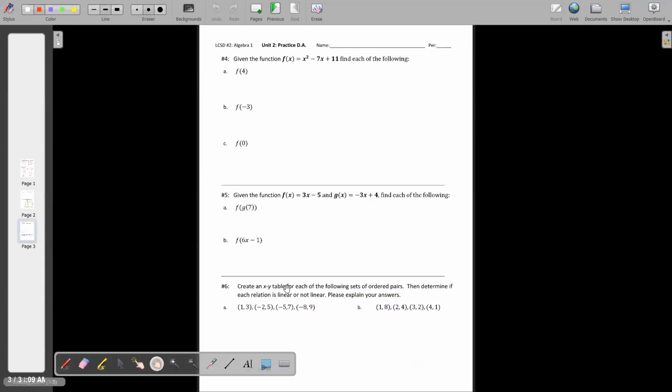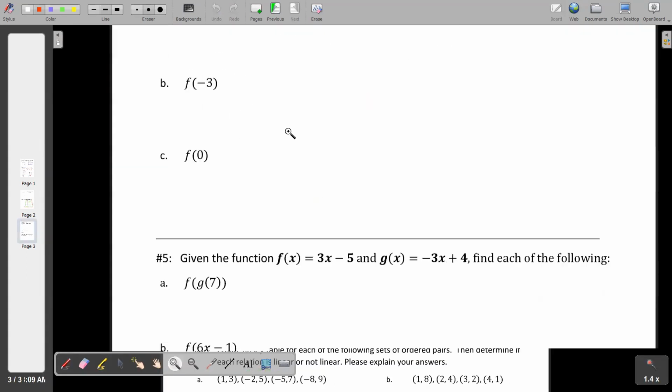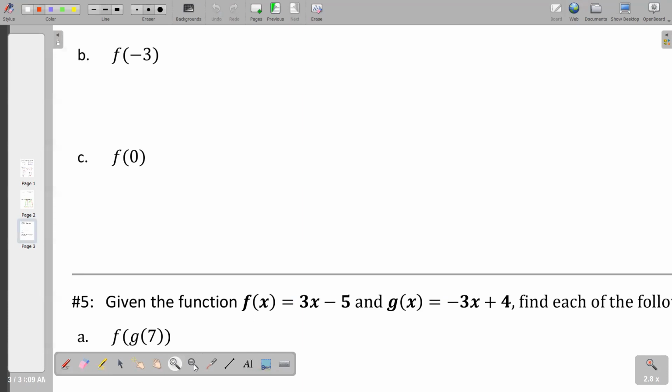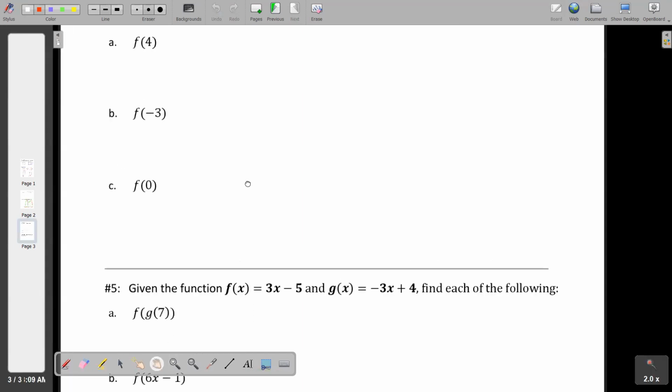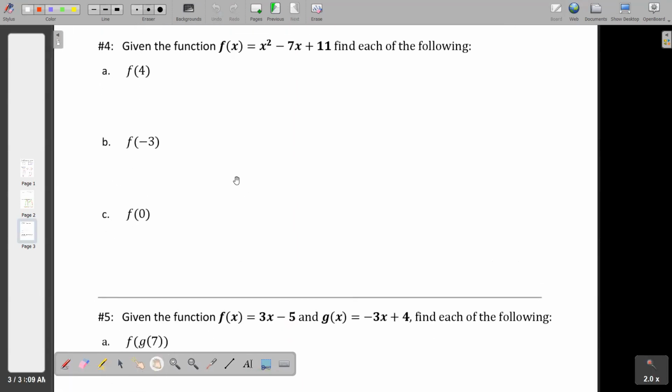All right, let's get to page 3. And on page 3, we're going to begin by doing some basic math. The first questions revolve around this function. And everything is based on what I just put in a red box. If you recall, that's called the function rule. That's where the rubber meets the road. That's where everything is happening.